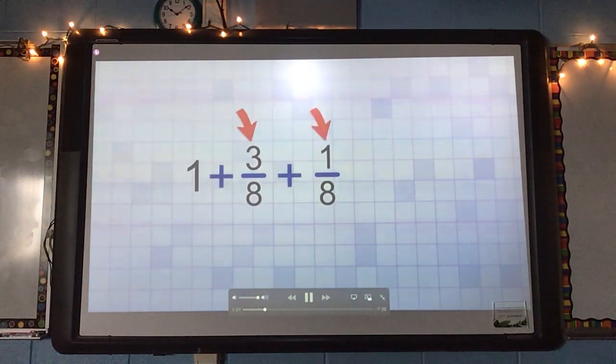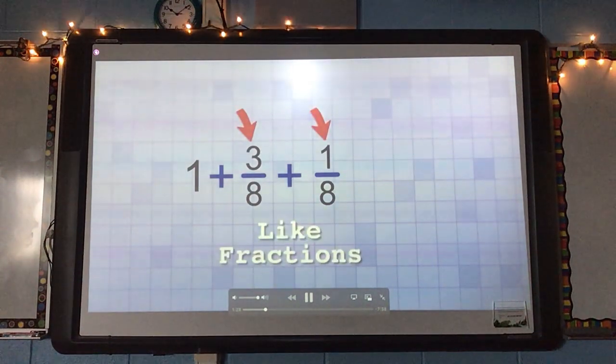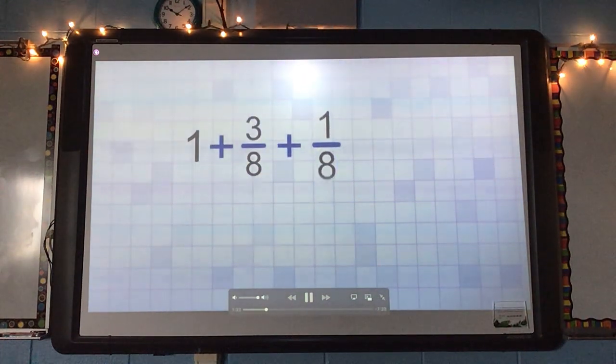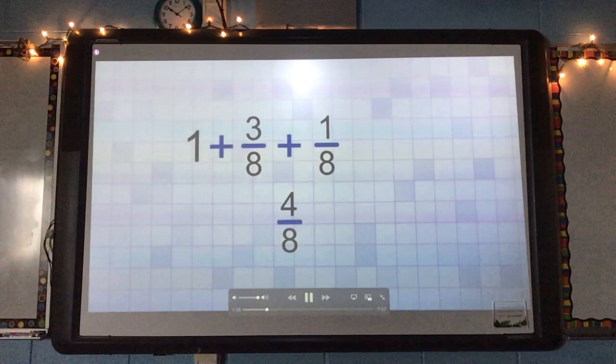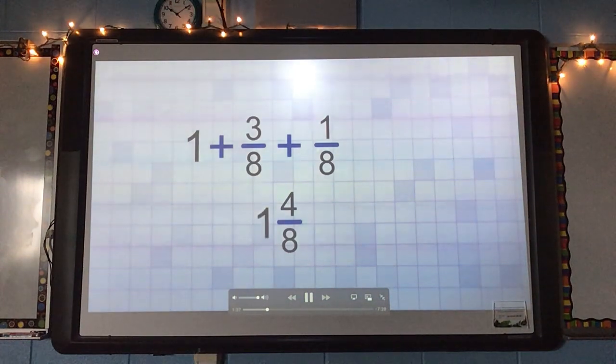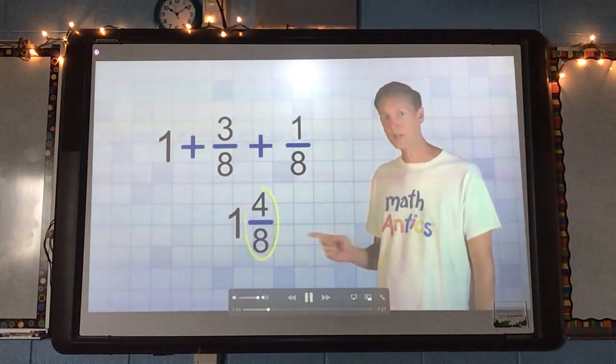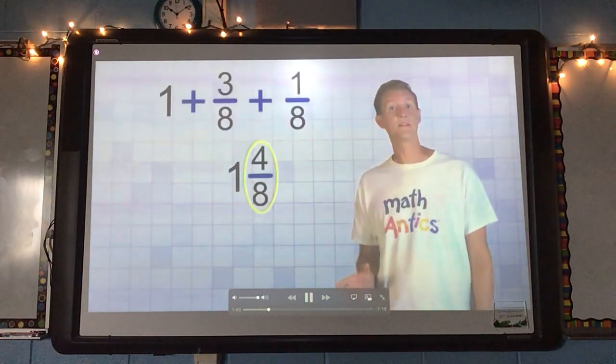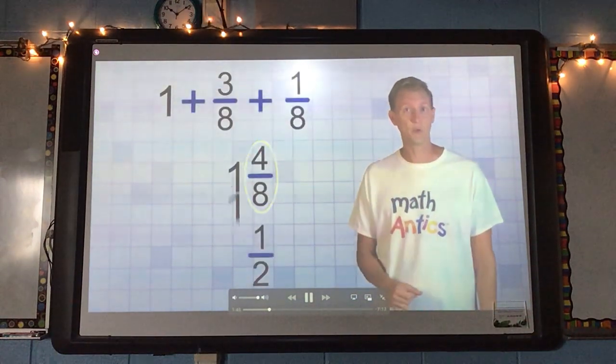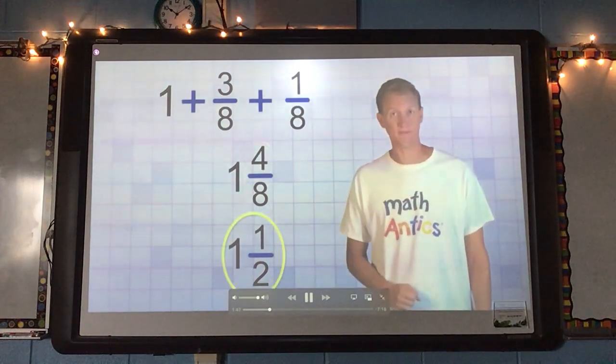3/8 and 1/8 are what we call like fractions. They have the same denominator and can be added easily. 3/8 plus 1/8 equals 4/8. So our answer is simply the mixed number 1 4/8. Oh, but you might notice the fraction part can be simplified. 4/8 simplifies to 1/2. So we should write our answer as 1 1/2 instead.